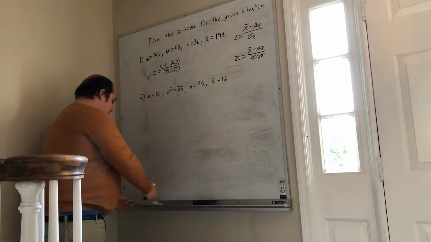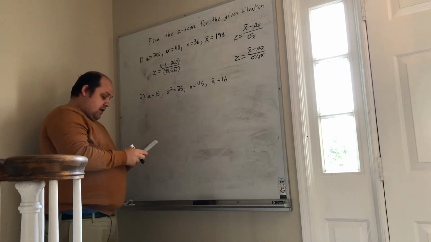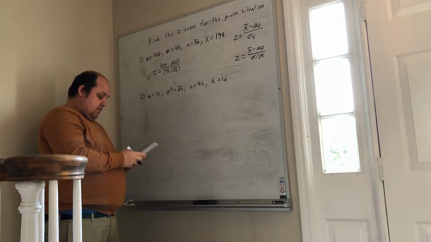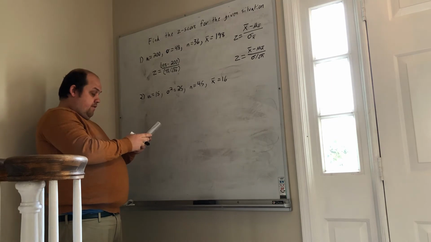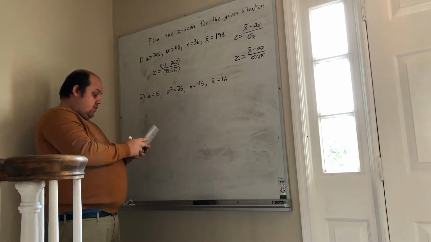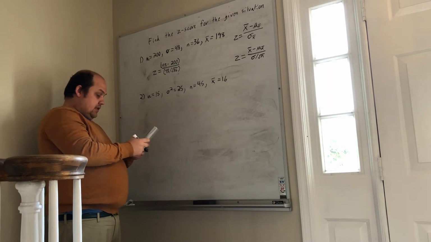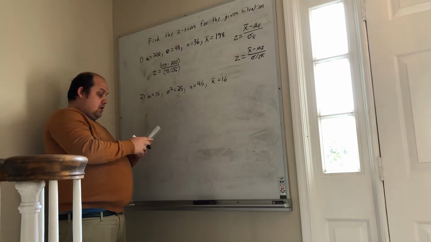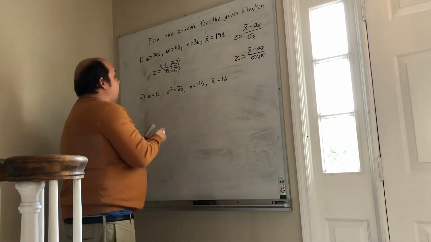If I put all that in, my calculator tells me that 198 minus 200 divided by 48 over the root of 36 gives me a z-score of negative 0.25.